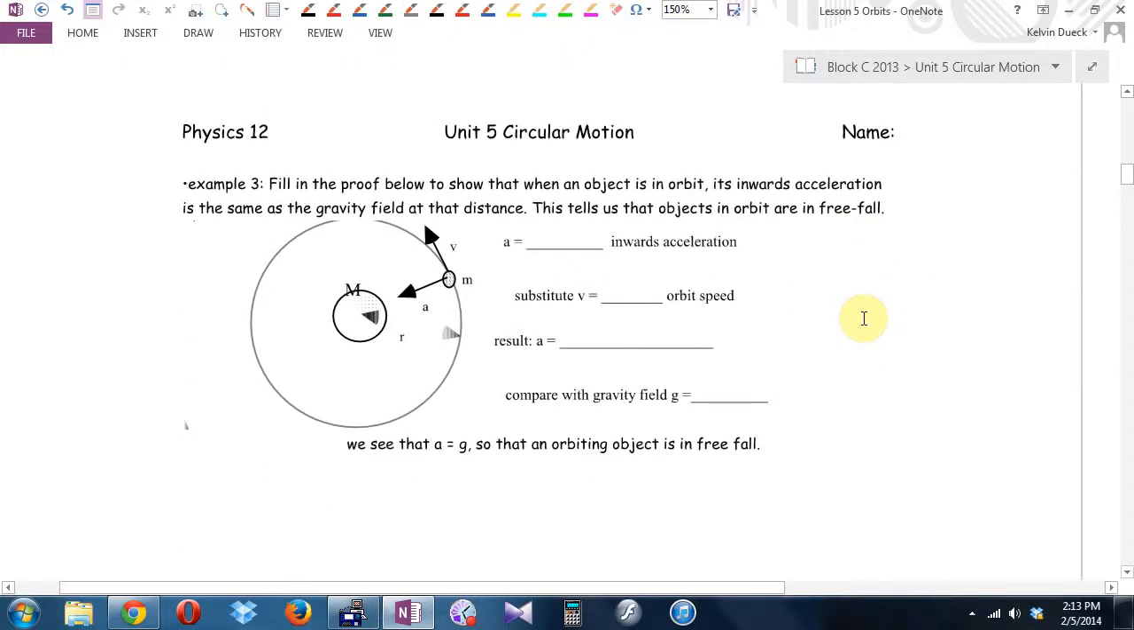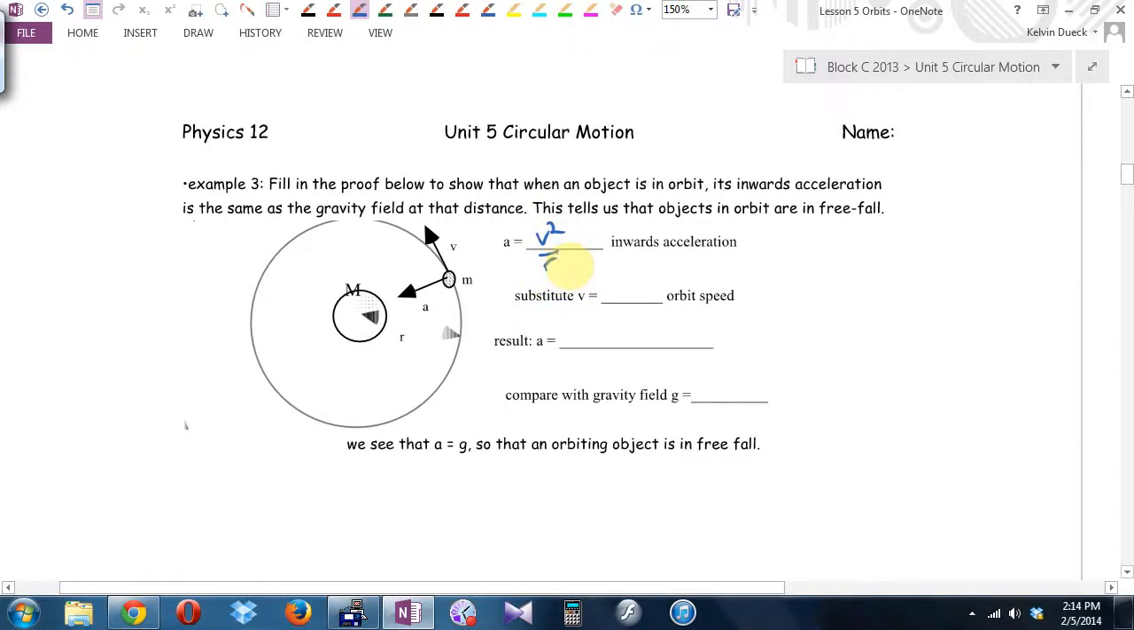So, I wrote down here, fill in the proof below to show that when an object is in orbit, its inwards acceleration is the same as the gravitational field at that distance. Say what? I'm telling you, the astronauts on the ISS have a gravitational field. Here on the Earth right now, you're all in a gravitational field of 9.8 newtons per kilogram. The astronauts are about 8.9-ish. We'll talk about why they're floating then, because they shouldn't be, should they? We'll talk about that. First of all, A equals, right?